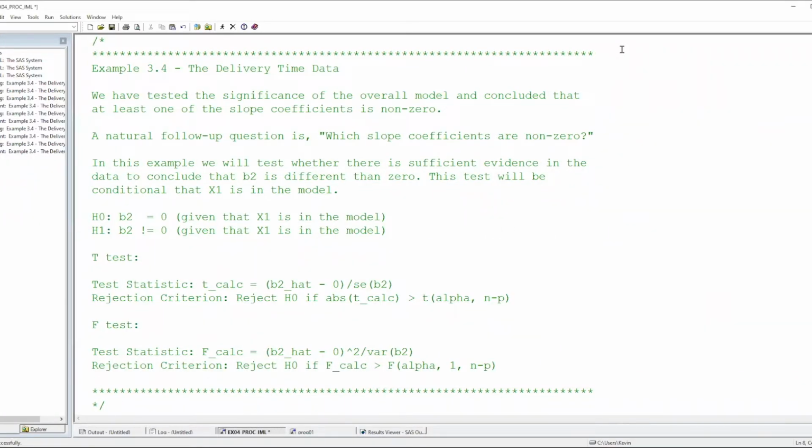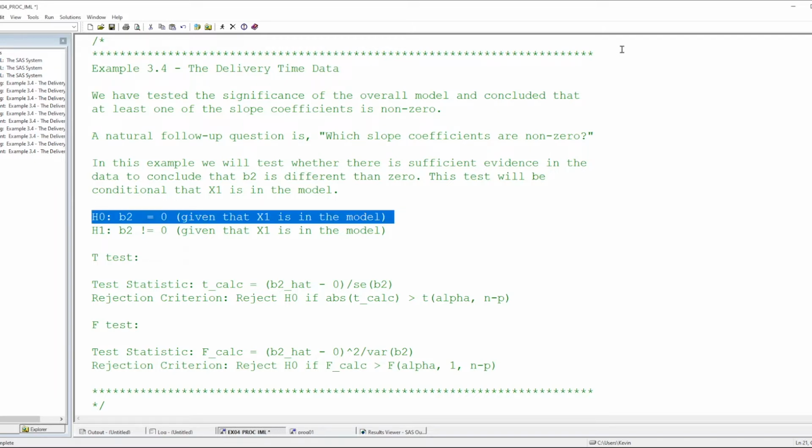All right, so let's look at example 4 in the textbook. We tested the significance of the overall model in the previous example, and we concluded there that at least one of the two slope coefficients is non-zero. A natural follow-up question is, which slope coefficients are non-zero? In this example, we're going to test whether there is sufficient evidence in the data to conclude that beta 2 is different than 0, given that x1 is in the model. So this is a conditional test, conditioned on x1 being in the model.